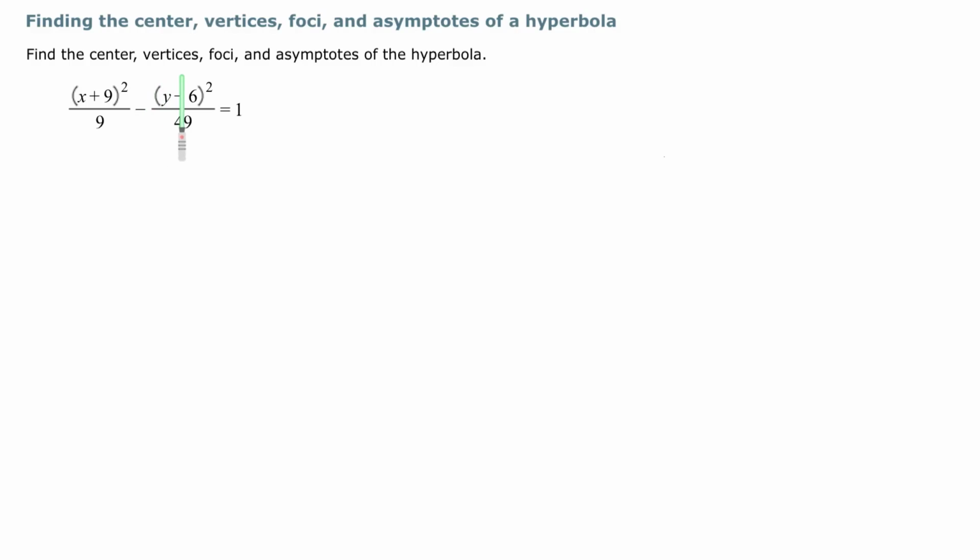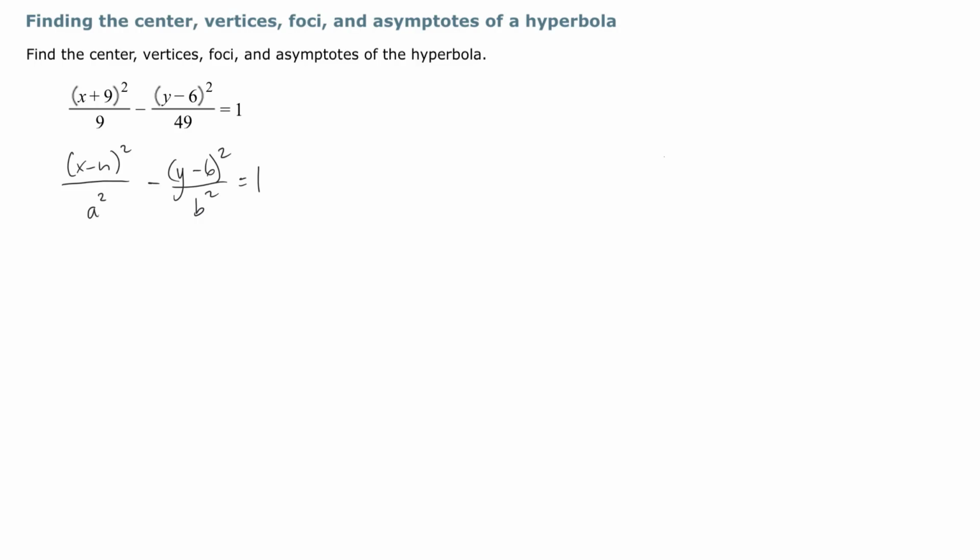Find the center, vertices, foci, and the asymptotes of the hyperbola. Well, the center is very easily identifiable because you have the standard form memorized. It's x minus h quantity squared over a squared, minus y minus k quantity squared over b squared, is equal to 1.